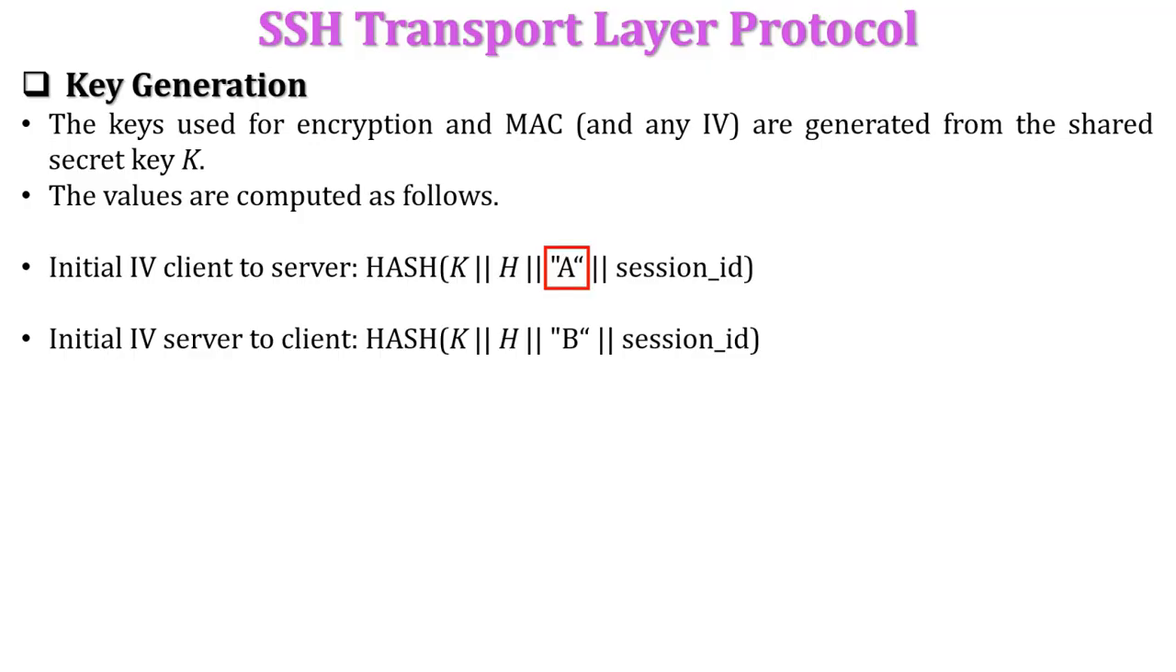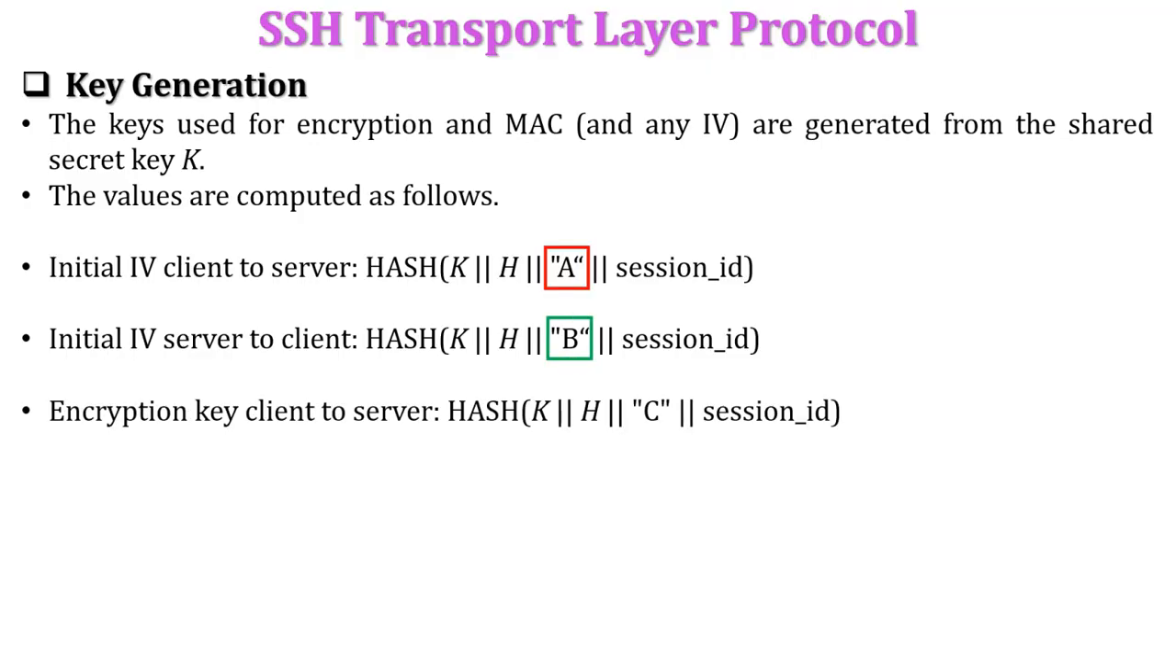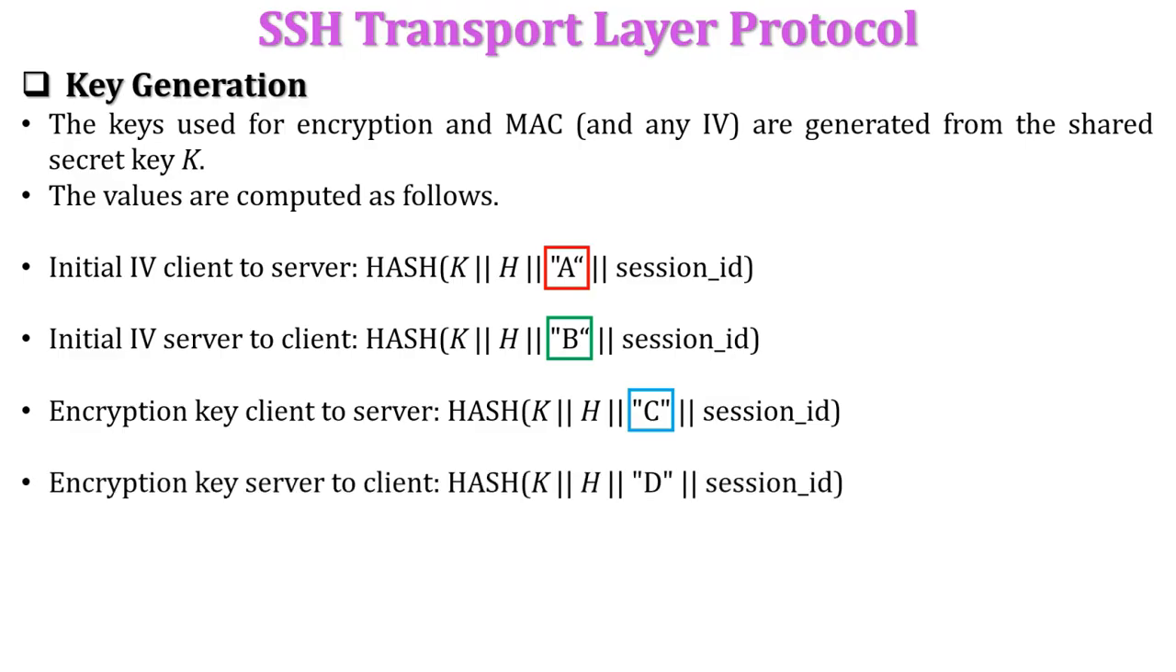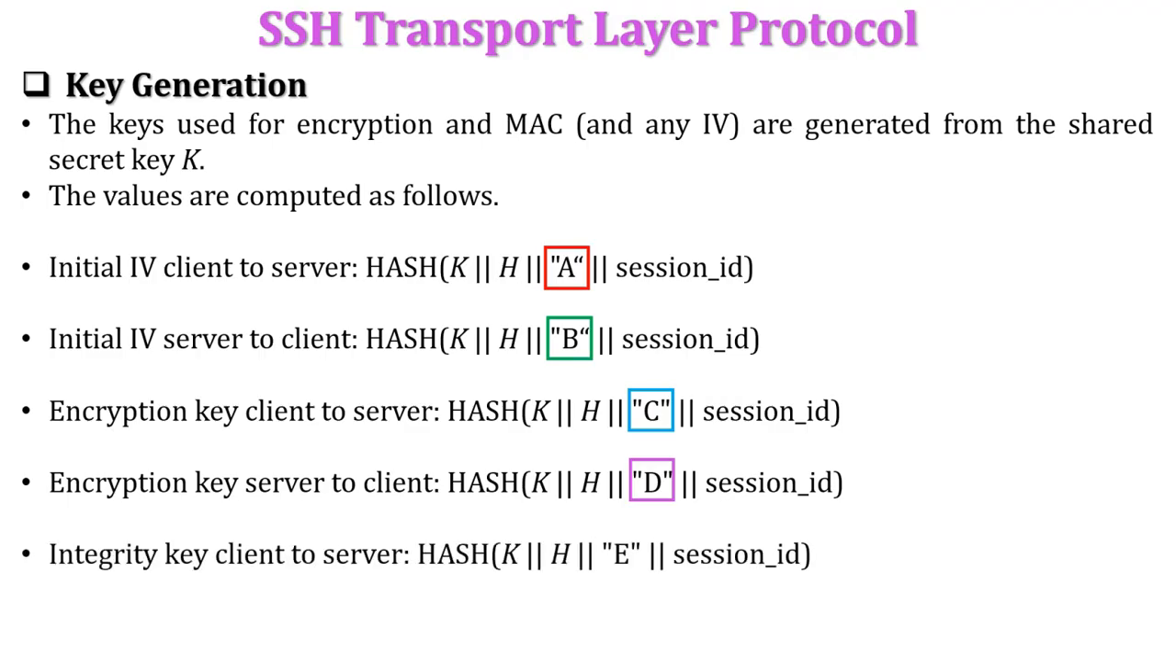Here the generated key is B from the secret key. The next generated key is the encryption key from client to server. Here value C is generated from the secret key K. The next key generation is the encryption key from server to client. Here value D is generated from the secret key K. The next generated key is the integrity key from client to server. Here value E is generated from the secret key K.